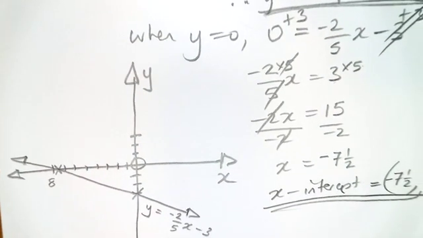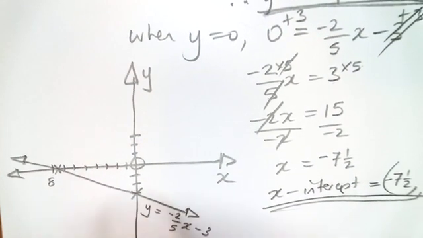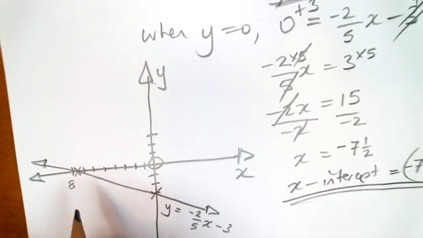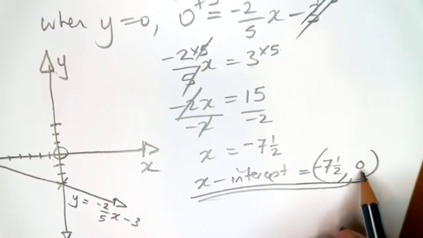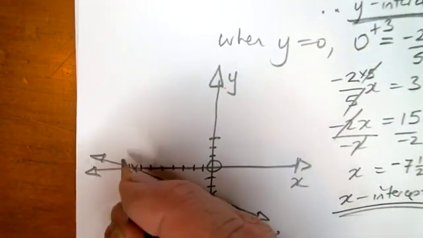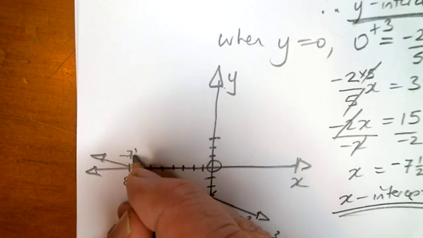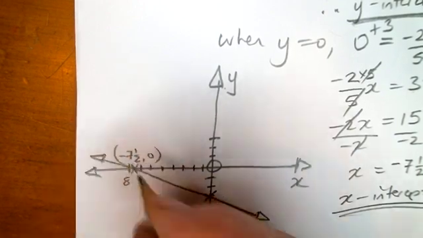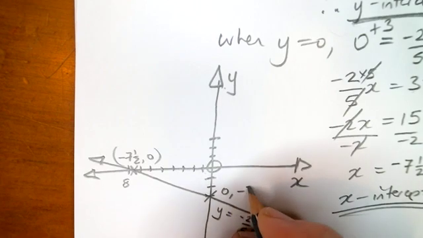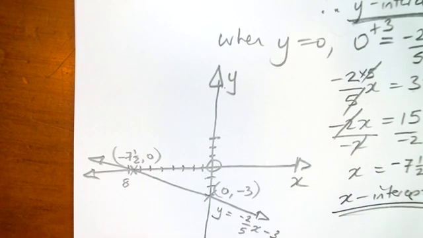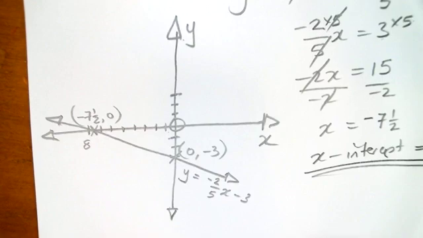Now, important to label everything. So put a 0 here, an x and a y. Label the points. So I've got an 8 here, but I actually want to label the points. This is going to be -7.5, comma 0. And over here we've got 0 along, comma, -3. And that is how we would draw the graph.